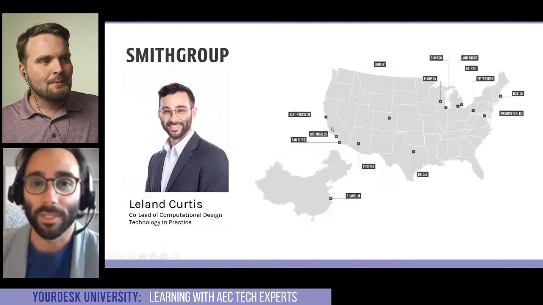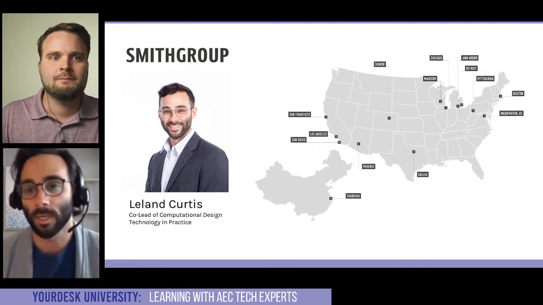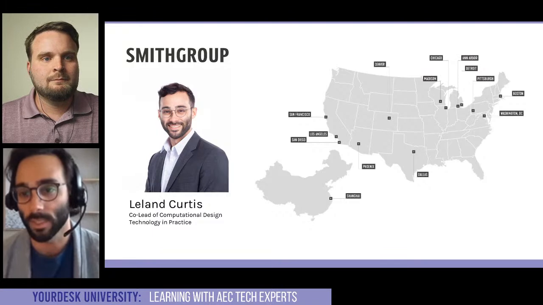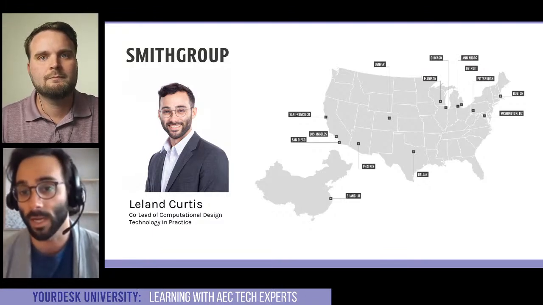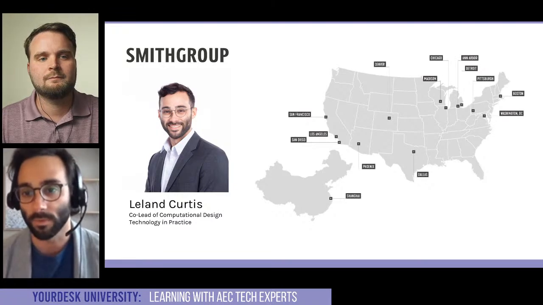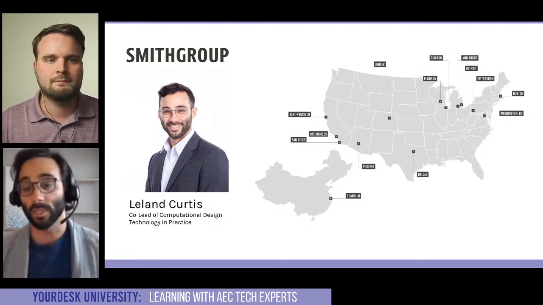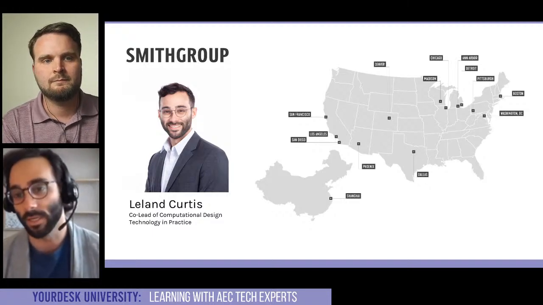Hi everyone. I'm Leland Curtis, co-lead of computational design within our technology and practice group, and this talk is going to be colored by the role that Smith Group plays in the industry. Smith Group is a large architectural engineering firm. We have a lot of designers, but we also have all of the in-house experts of a multidisciplinary integrated firm. Much of what I'm going to be showing today is looking at the challenge of sustainable design through the lens of a firm like Smith Group, where our goal, and really where I live, is at the nexus of engineering and design.